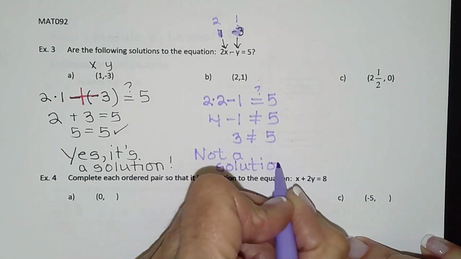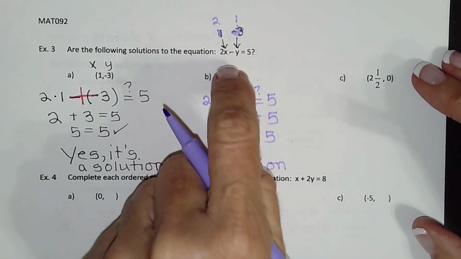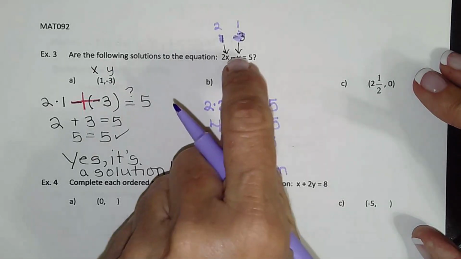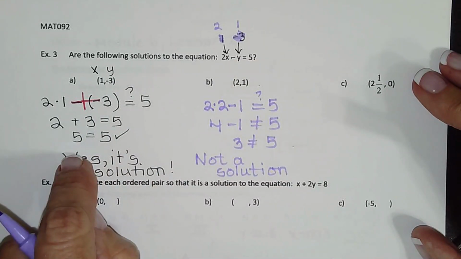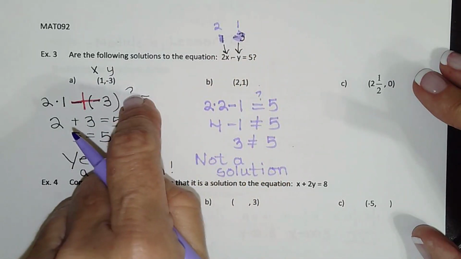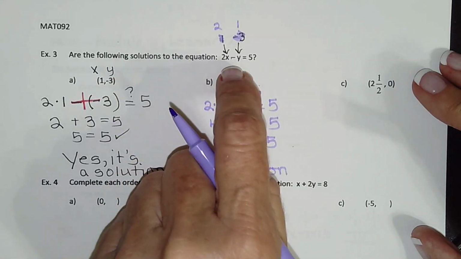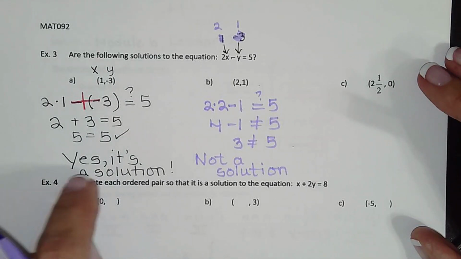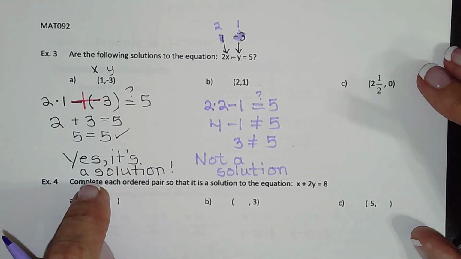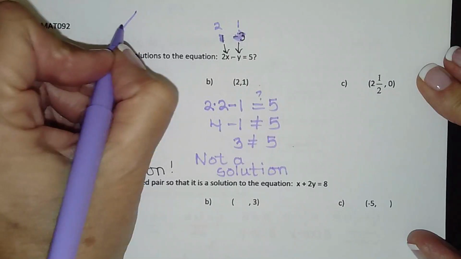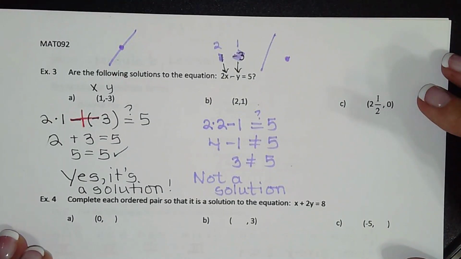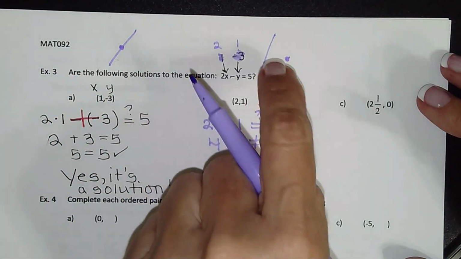Not being a solution means, and we're going to learn this as a line, that this point is not on the line. Being a solution means when I learn to draw this line, which we are going to on the next page, that point will be on the line. That's what a solution means when you're graphing lines. It's a point that will be on the line. So if we were to draw the line, this point would be on it. If we were to draw the line, this point would be somewhere off the line. So that's the difference between yes, it's a solution, no, it's not a solution.